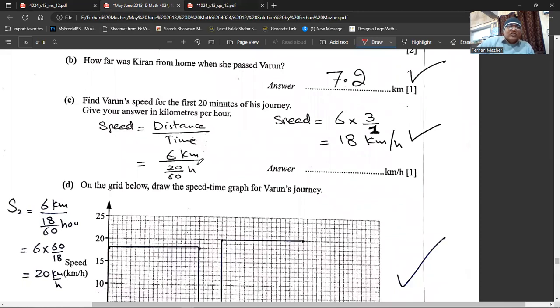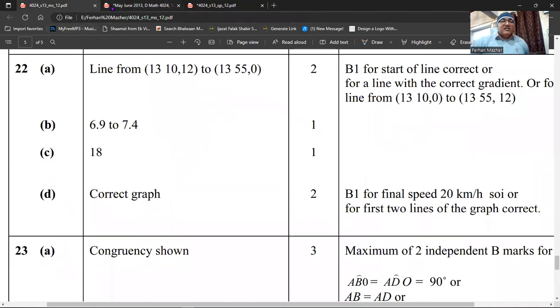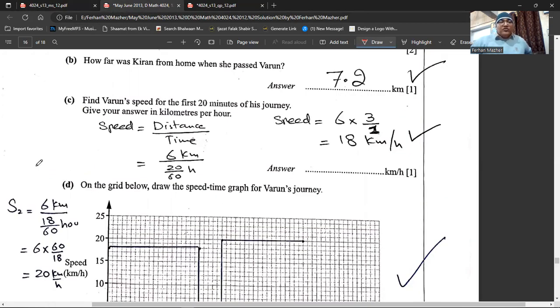So distance is 6 kilometers, and the time is 20 by 60 hours. When this fraction comes upstairs, it will be reciprocated. And this fraction will be 1 by 3. When it comes upstairs, it will be 3 by 1. So 6 multiplied by 3 by 1, that will be 18. So his speed is 18 kilometers per hour. 18 is the right answer, sir. So that is our solution, I hope you understand.